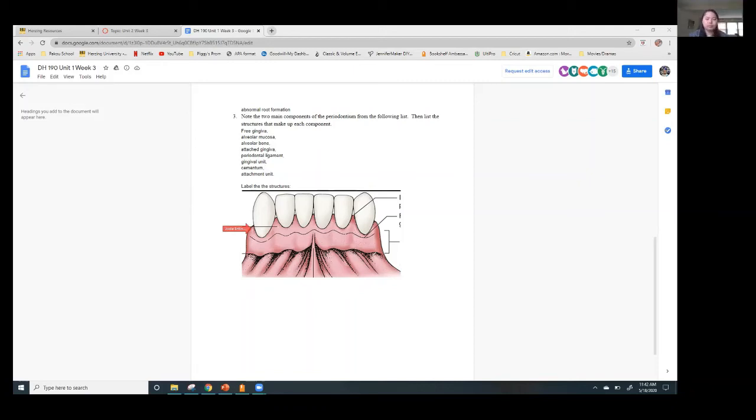And then alveolar bone, you can't really see that here. Where's our attached gingiva? In this area. Very good. That is our attached gingiva. All right. Periodontal ligament, where would that be located? It's not really on here, but where would you find the periodontal ligament? Wouldn't it be in the attachment unit? Yes. Okay.